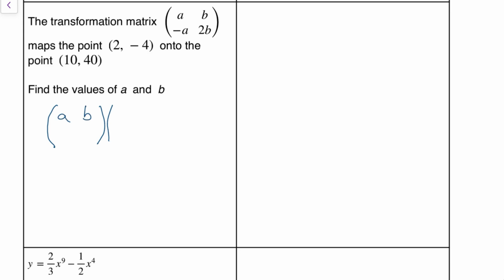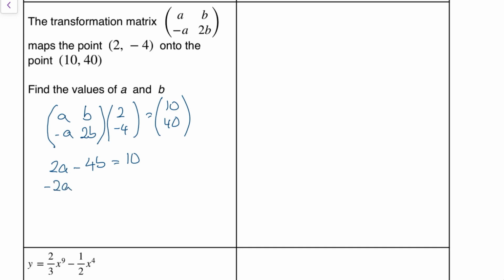So AB minus A2B. And if I multiply it by 2 minus 4, I am going to get 10, 40. Now, I think I'm going to get two simultaneous equations, but let's just give it a go anyway. Top row and column. So that's going to be 2a minus 4b is equal to 10. Second row times column is going to give me minus 2a. Minus 4 times 2 is minus 8b, and that's going to give me 40.